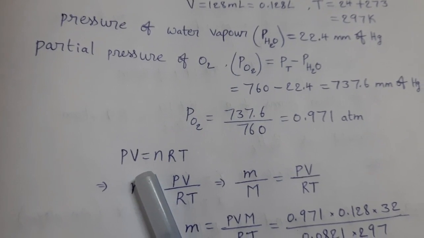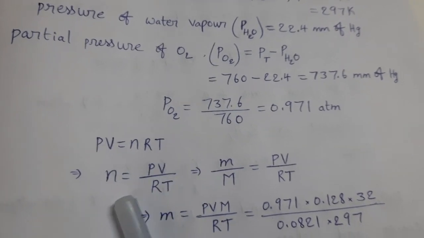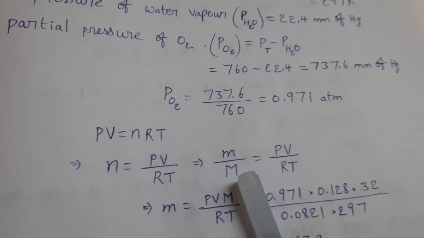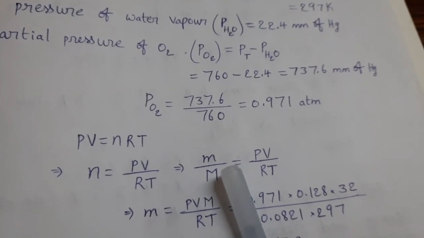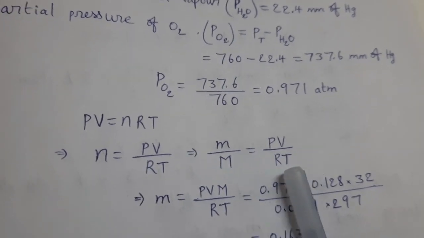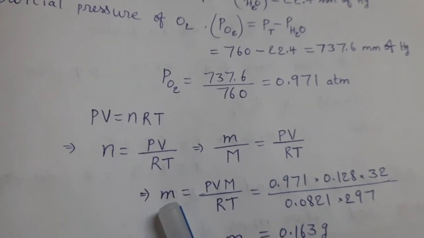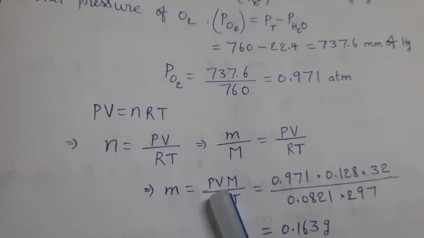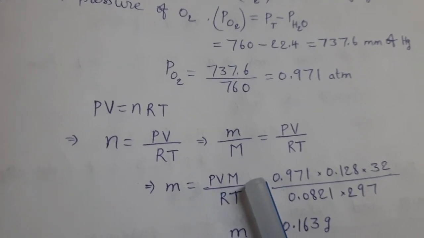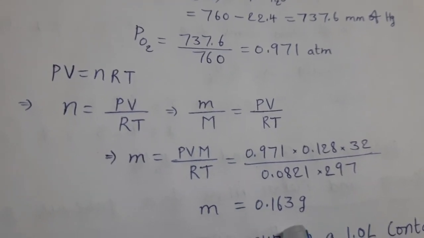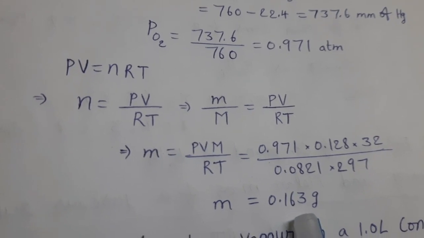So ideal gas equation PV = nRT, n = PV/RT. That implies number of moles formula, given mass divided by molar mass, equals PV/RT. Weight of the substance, that means mass of the oxygen gas, m = PV × molar mass of oxygen divided by RT. Substitute all the values, then we can get mass of the oxygen obtained.